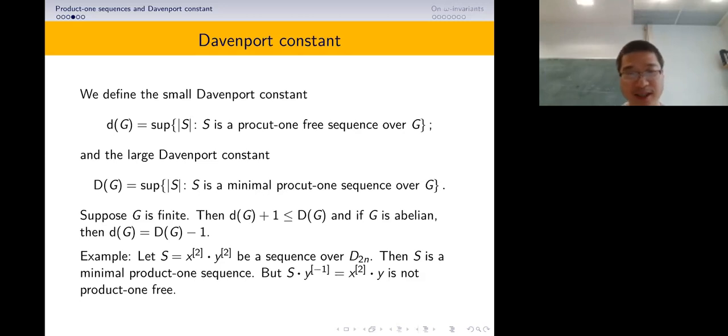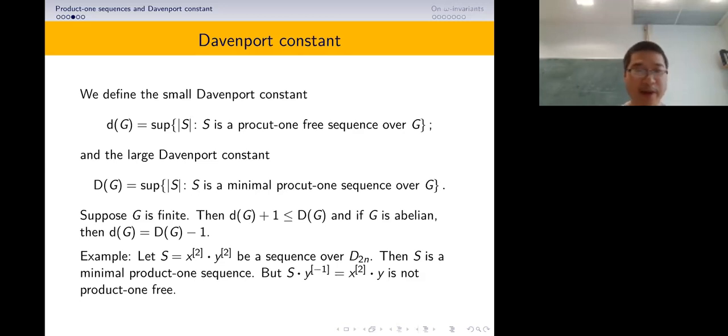Then we have this inequality: the small Davenport constant plus 1 is smaller or equal to the large Davenport constant. This can be seen as follows. We choose a product-1 free sequence S. We want to add another term such that the new sequence is a product-1 sequence. So we choose one element g from the set of products, then we add the new element, the inverse of g, to S. So the new sequence is a product-1 sequence, and it's easy to see that this is a minimal product-1 sequence.